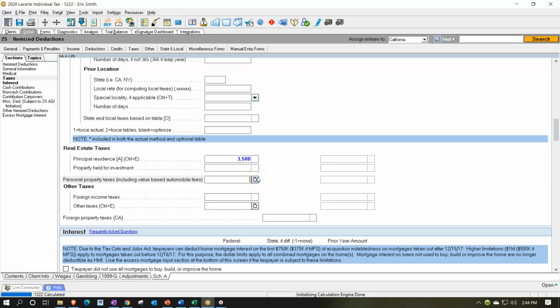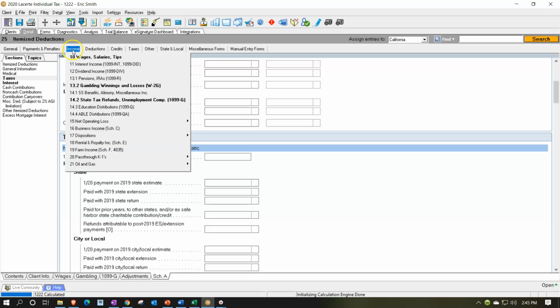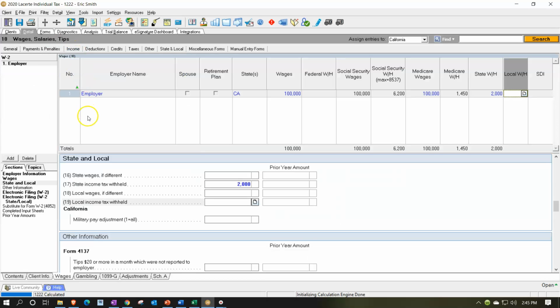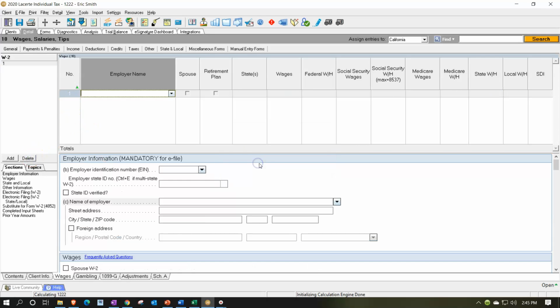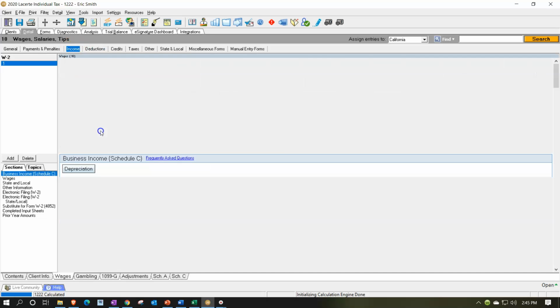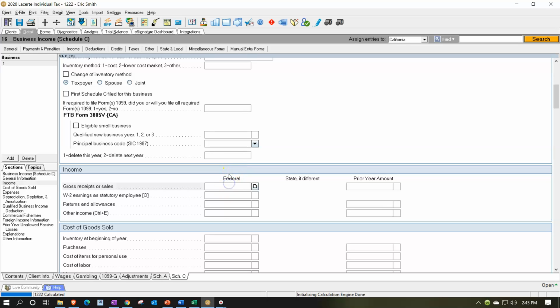Okay, so now let's think about a situation. What if we are a Schedule C type of business? If we're a Schedule C type of business, I'm going to remove this. Then we're not going to have wages, so let's delete the wages and say we have a Schedule C business. And let's say we're going to put the 100,000 there. So 100,000, that's where our income is coming from.